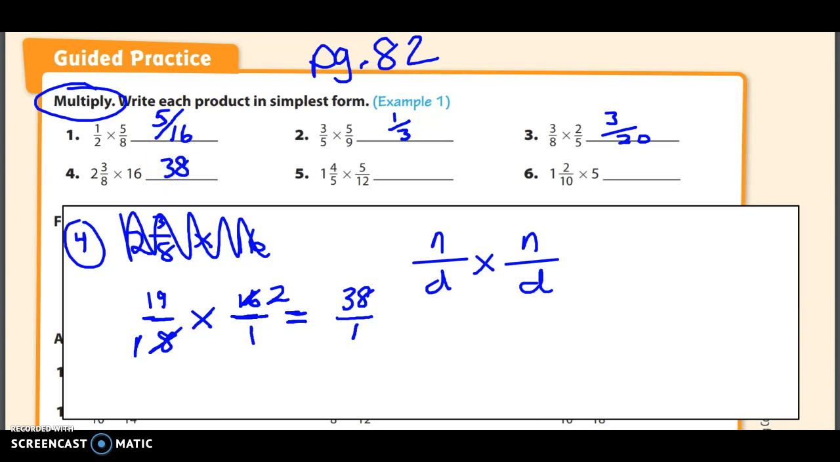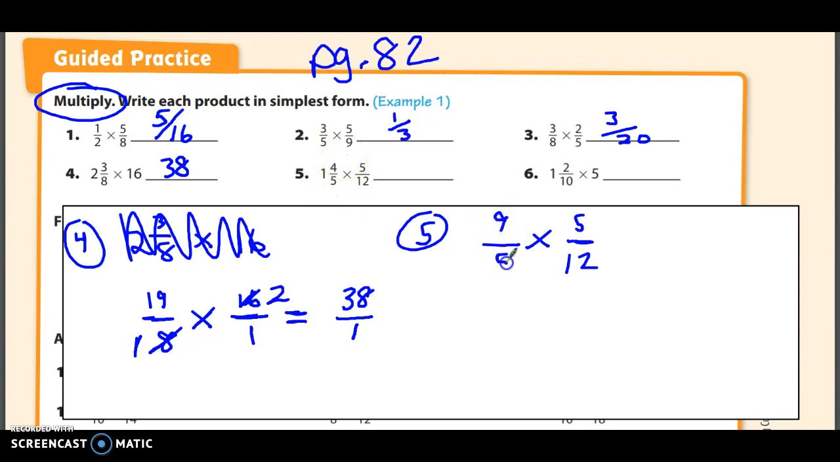We've got number 5. Again, I want to remind you we're looking for a numerator and a denominator. So number 5, we're given 1 and 4/5. Our second fraction is 5 over 12. But our first fraction needs to be just a numerator and a denominator. So what do we do? Well, what I did before was I made an improper fraction by going 1 times 5 is 5, plus 4 is 9, 9 over 5.